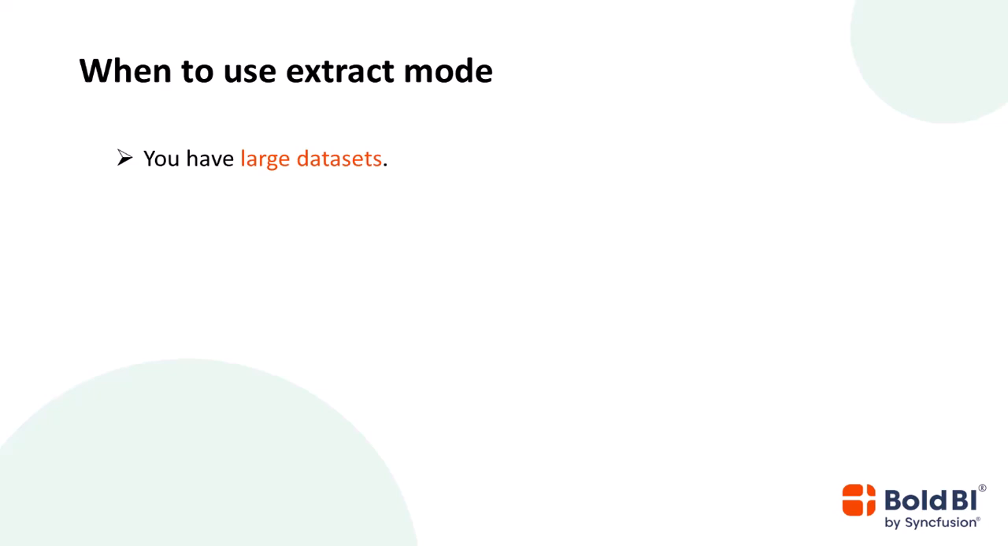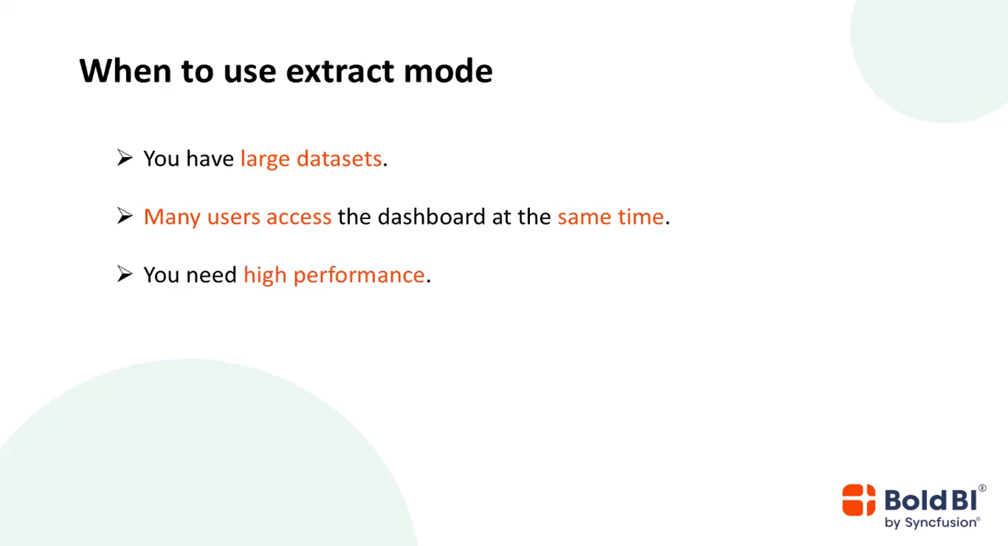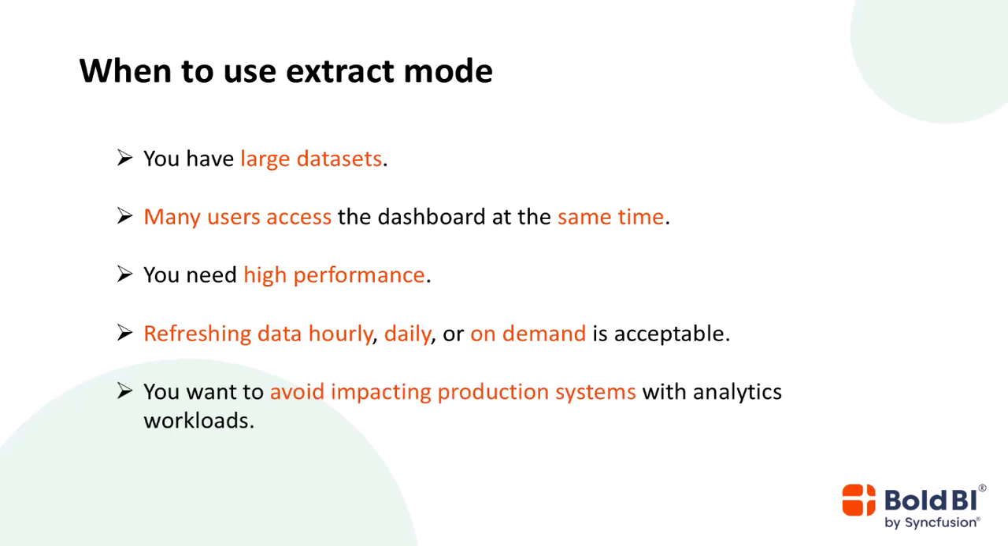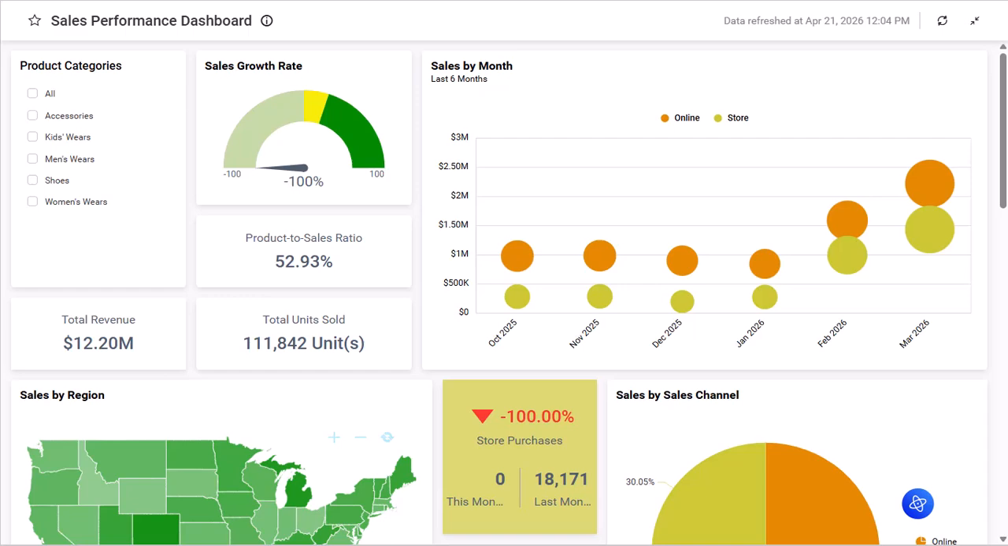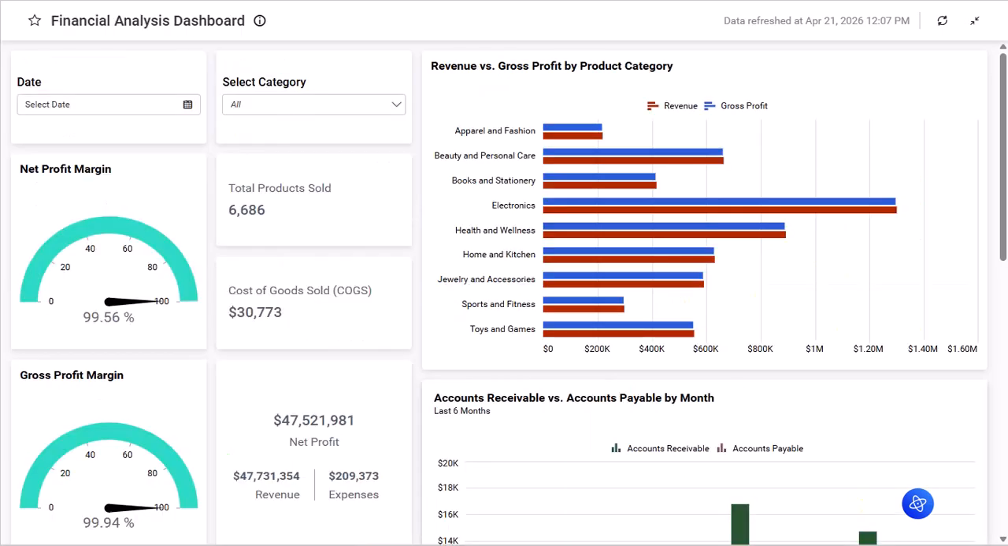Extract mode is best when you have large datasets. Many users access the dashboard at the same time. You need high performance. Refreshing data hourly, daily, or on demand is acceptable. You want to avoid impacting production systems with analytics workloads. Here are some common scenarios where extract mode is used: a healthcare executive dashboard, a sales performance dashboard, a financial analysis dashboard.